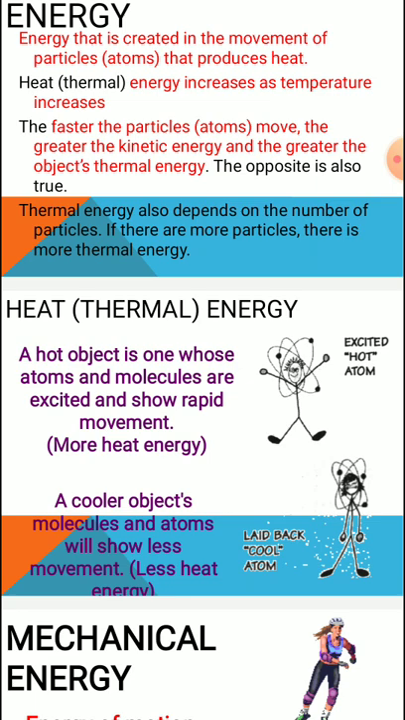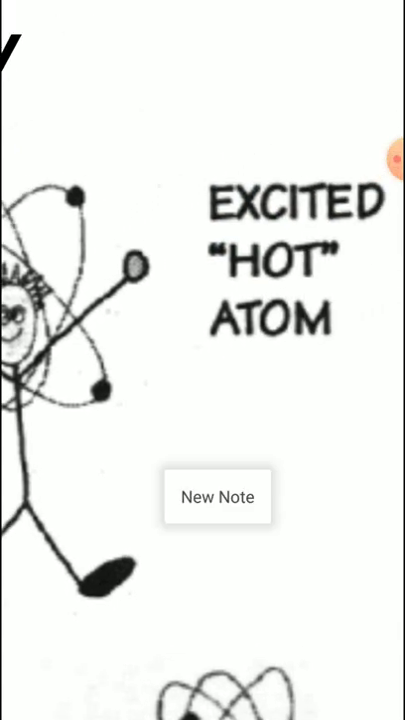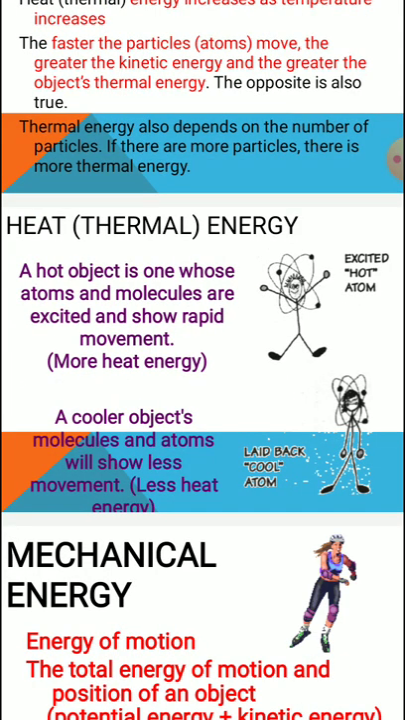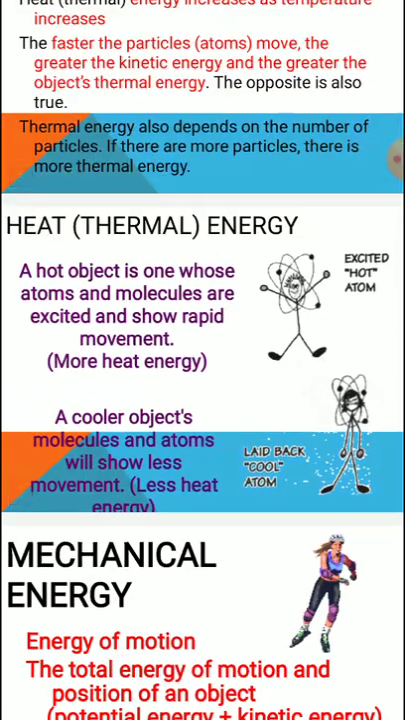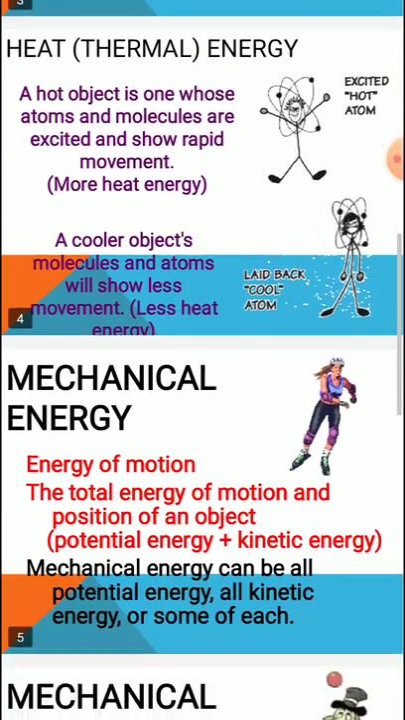Here we can see an excited hot atom in the figure. Next, a cooler object's molecules and atoms show less movement. When we observe this, we can say the object has a lower, cooler temperature. Here is a small descriptive figure about it.